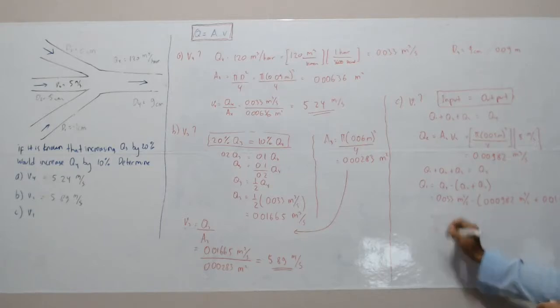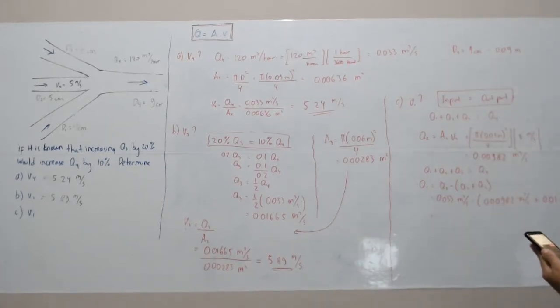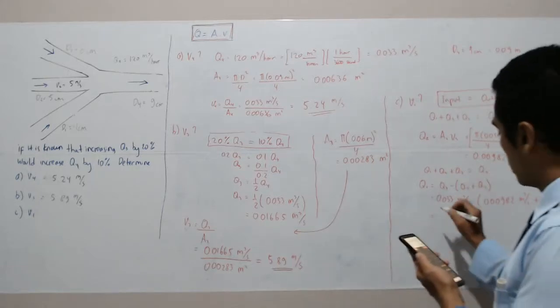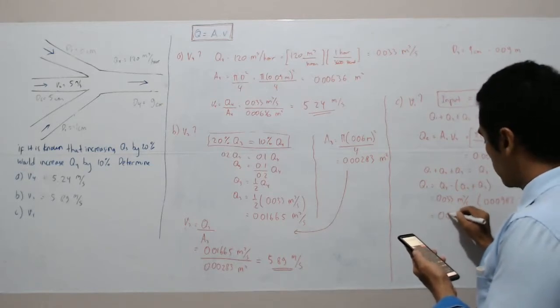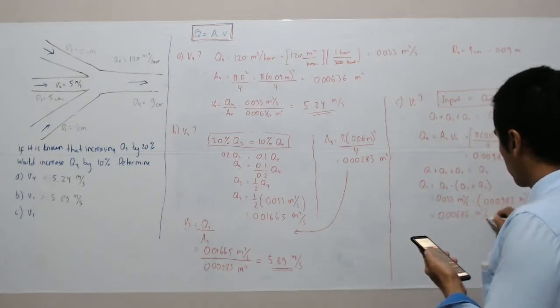Now let's solve for this one. 0.0333 minus the sum of 0.00982 and 0.01665 is equal to 0.00686 cubic meter per second.